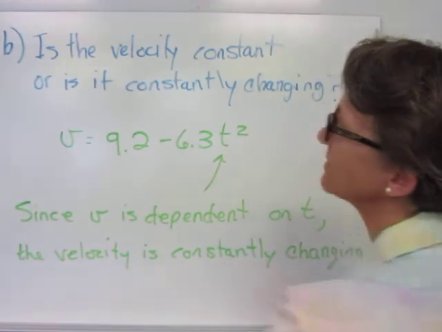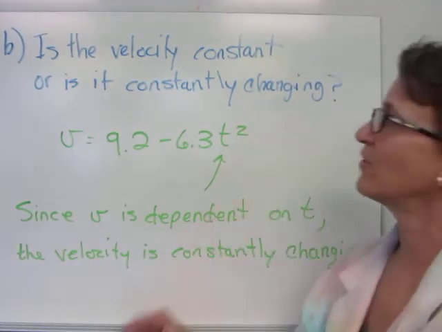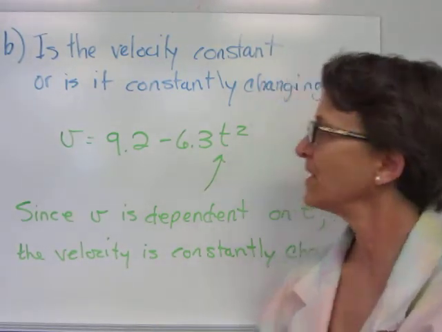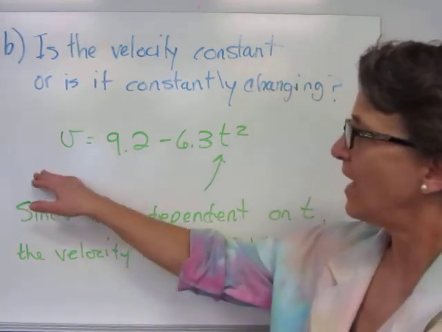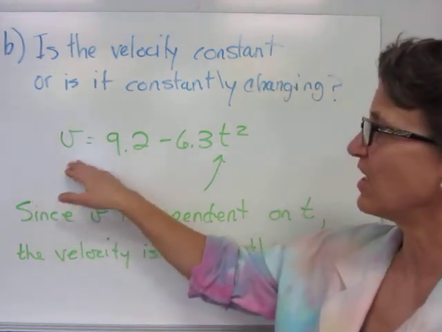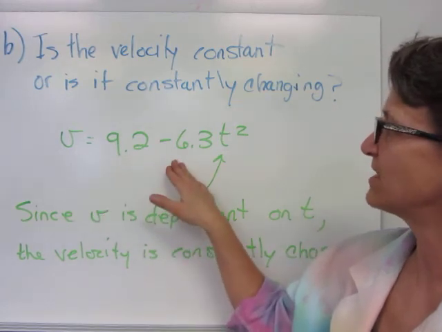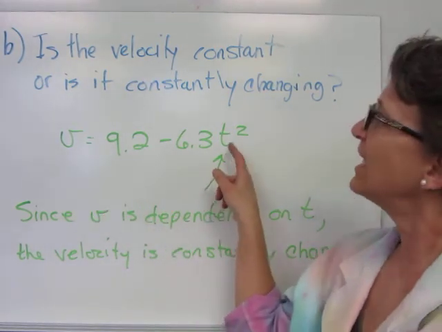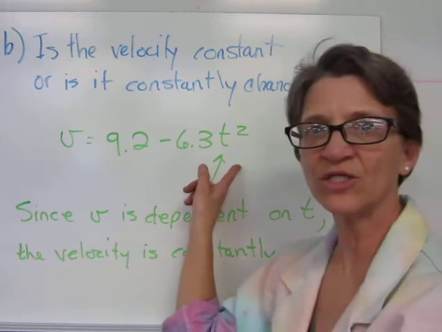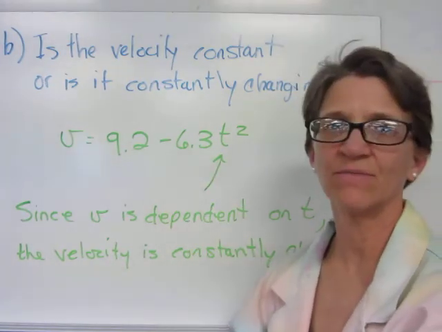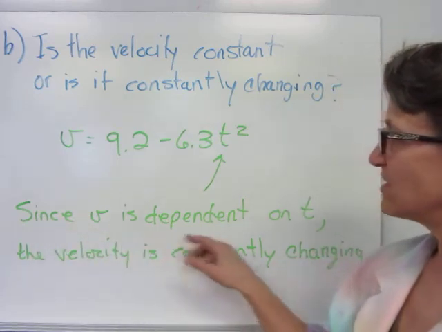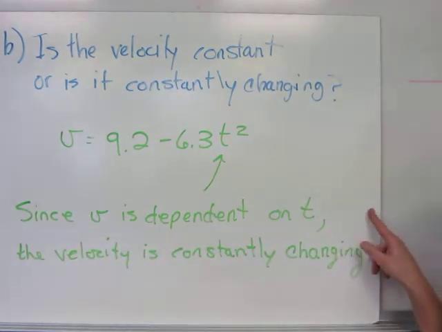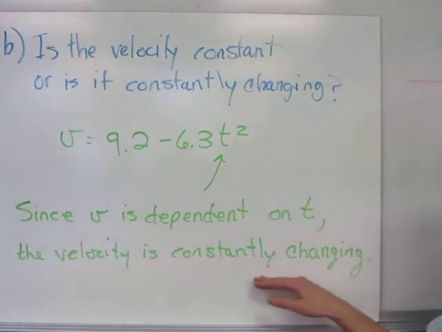Part B asks, is the velocity constant or is it constantly changing? So what you need to do to answer that question is go back to your derivative of velocity. So velocity equals 9.2 minus 6.3 t squared. If t is still in that equation, it's going to change every time t changes. So our correct response would be, since v is dependent on t, on time, your velocity is constantly changing.